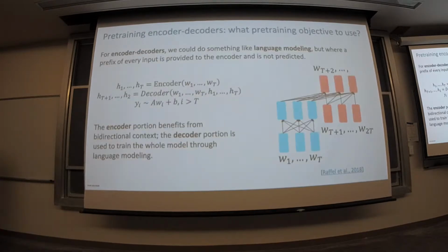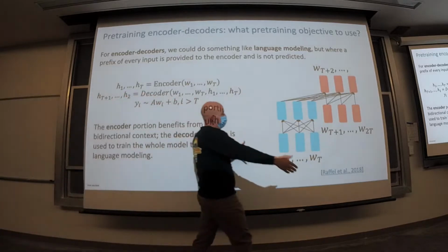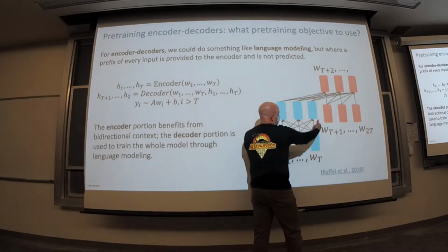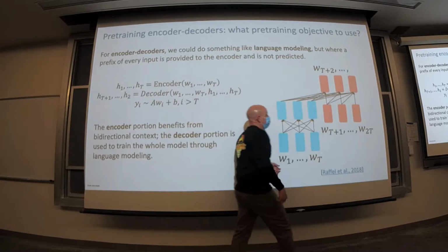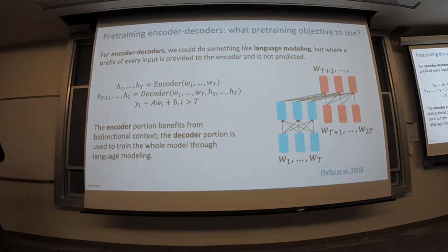The pre-training is kind of what you'd expect. Taking a long sequence of tokens, encoding some of those, and then producing the rest of them. So, note that it looks kind of like a combination of the other two tasks.